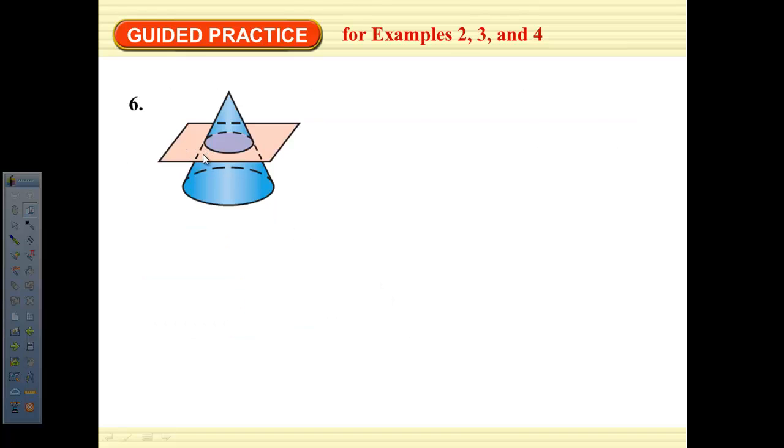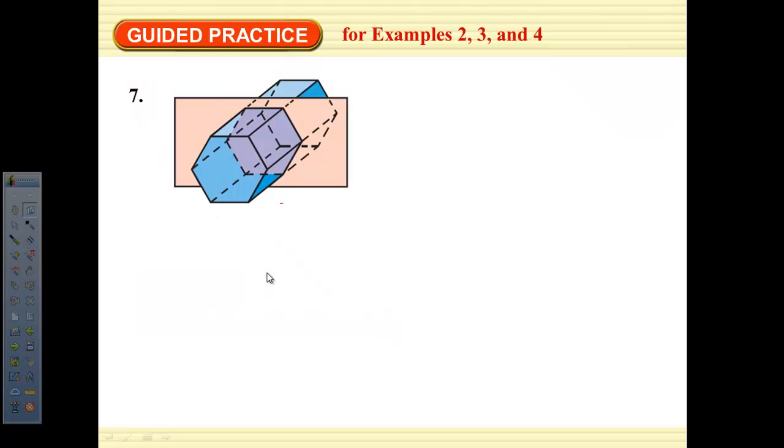And for this cone, since we have it parallel to the base here, we can see that the cross section would be a circle. And when we have this hexagonal prism, since it's parallel to the bases, we can see that the shape here is a regular hexagon as well, or at least a hexagon.